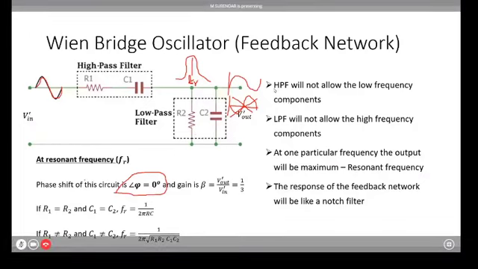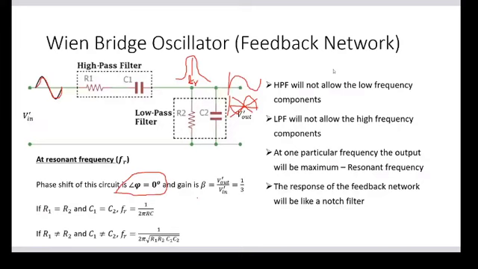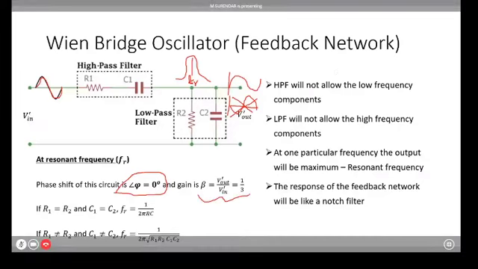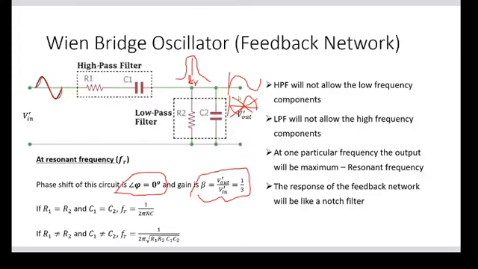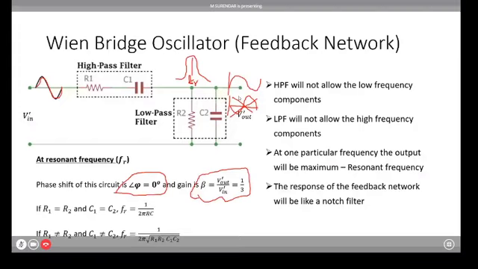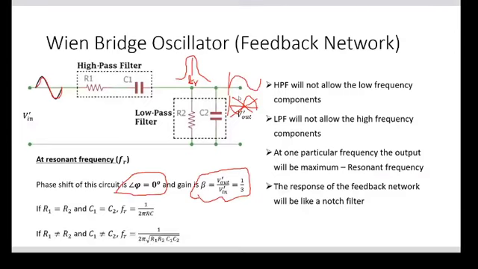And the gain we have for this feedback circuit is 1/3. This 1/3 value will be derived now. If I take this beta value, beta means the gain. In case of a feedback network, it is the gain, or we can call it attenuation as well.